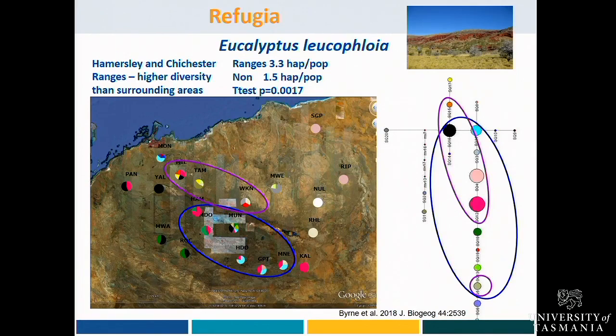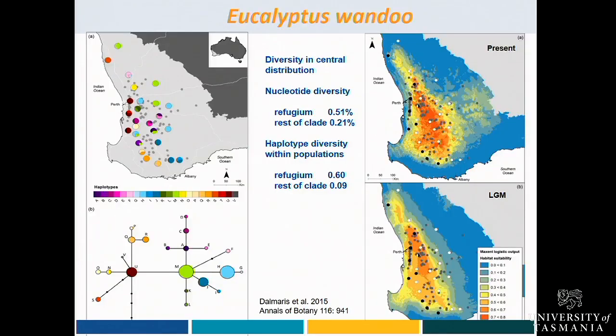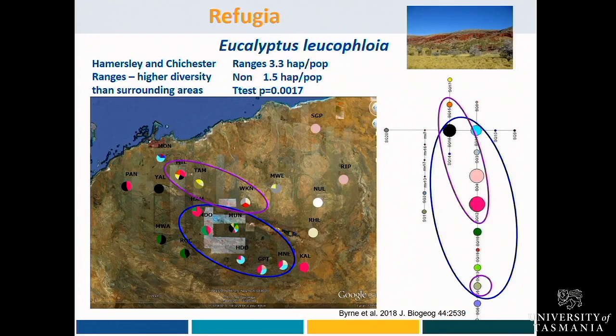In looking at the haplotype network based on chloroplast sequences, you'll see most of the diversity of the haplotypes is present in the Hamersley and Chichester ranges, which is consistent with the ranges being a refugia in arid environments, and then the species being able to move out onto the lowlands at later times.